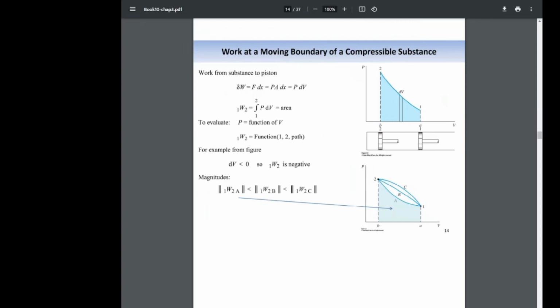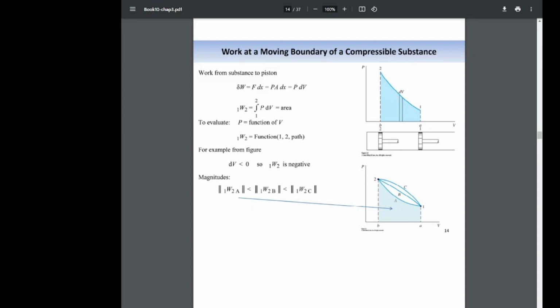Okay, now we'll look at work at a moving boundary of a compressible substance. Okay, and we start off as we did before. We have this little incremental piece. Part of the work is equal to force times some displacement. Okay.